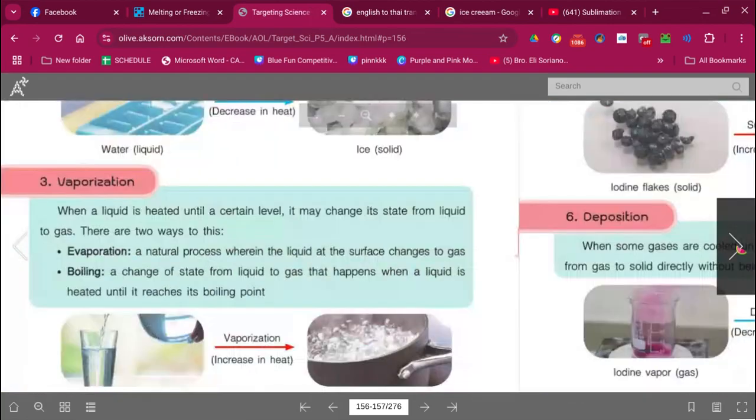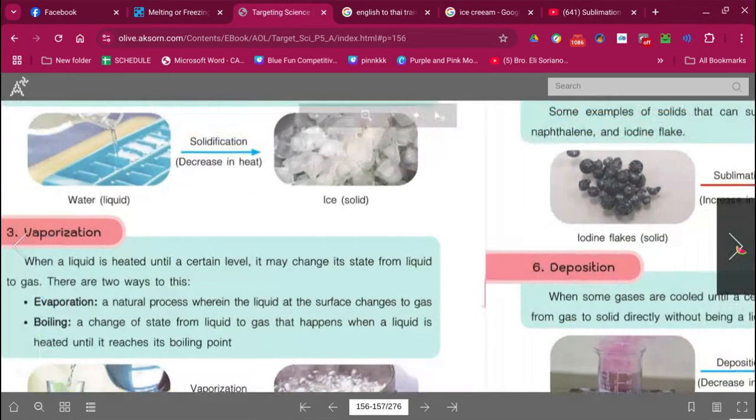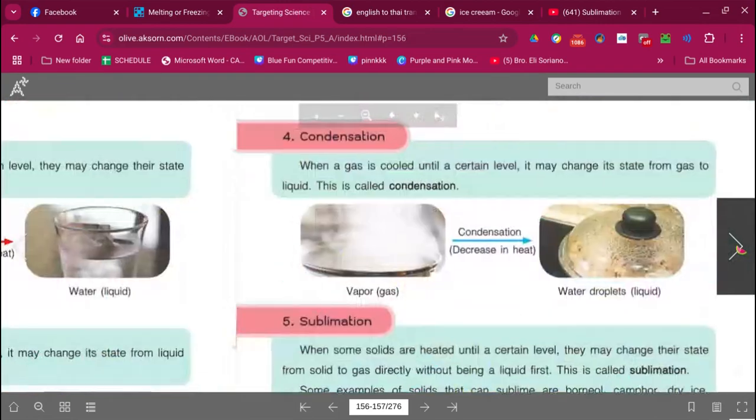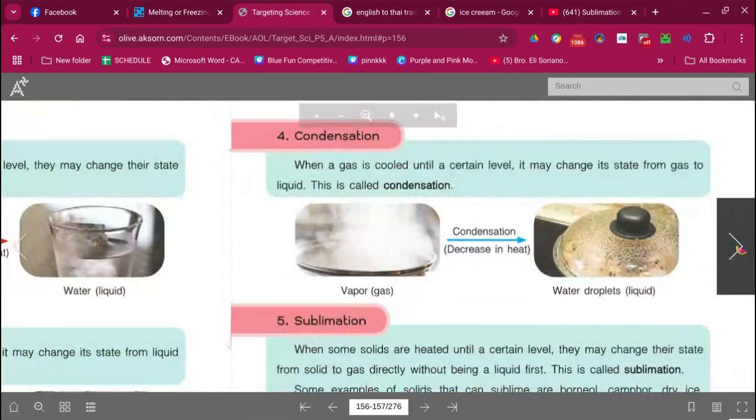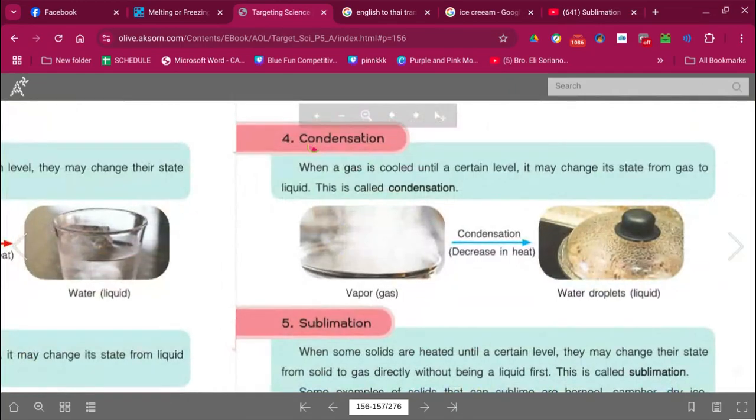So that is vaporization. And the fourth one is, what is the fourth one? Condensation. Yeah, condensation. So can you read it? When the gas is cooled until a certain level, it may change its state from gas to liquid. This is called condensation.